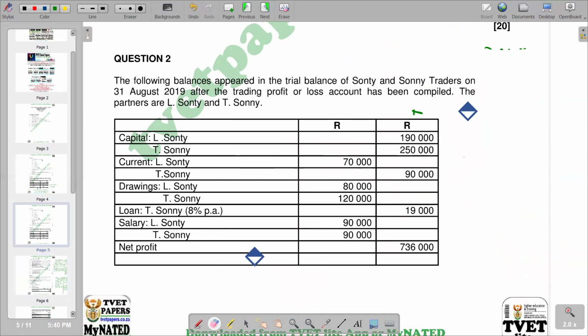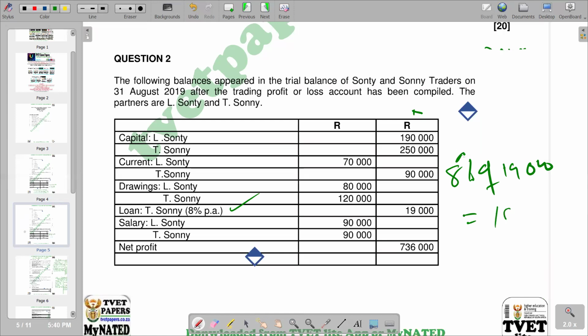So we are saying, interest on loan, we have loan here, which is saying loan T Sonny 8% per annum, which is 19,000. So we say 8% of 19,000. Let's calculate it and see what we get there. In other words, we are just saying 0.08, 8% as a decimal. And then you multiply by 19,000. And then you are going to get your answer, which is 1,520.